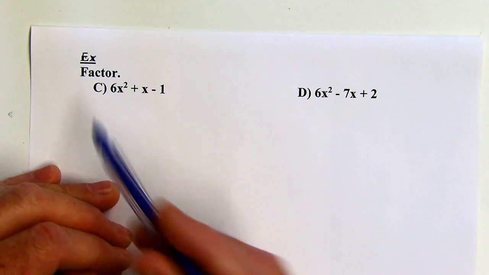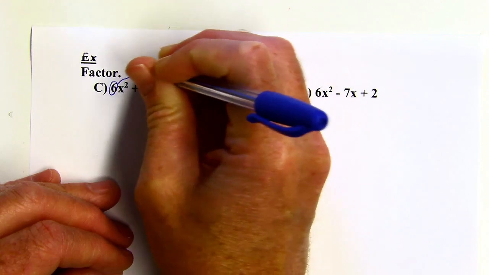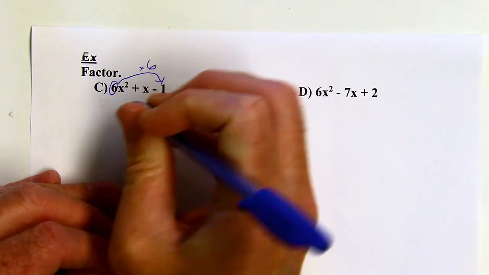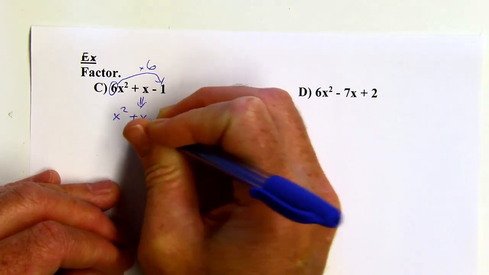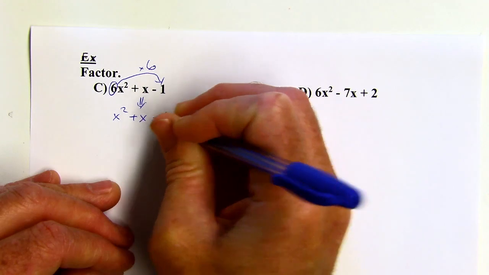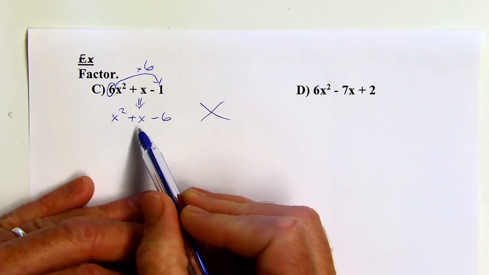And I've got that number in front of the x squared, so I'm going to use a modified diamond problem. I'm going to take the 6 and multiply it by the negative 1 to create a new trinomial. So this will be x squared plus x, and then 6 times negative 1 is negative 6. Okay, and then I'm going to set up a diamond problem for this trinomial.